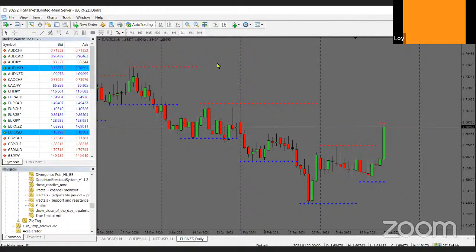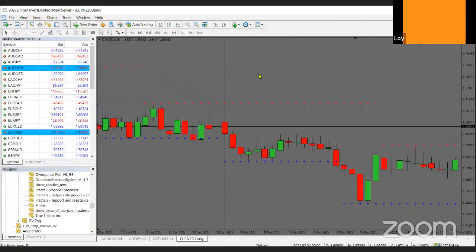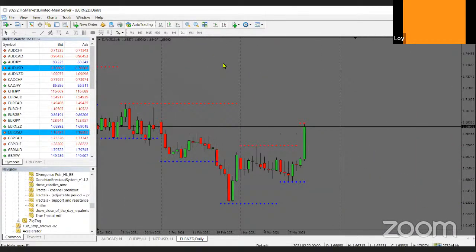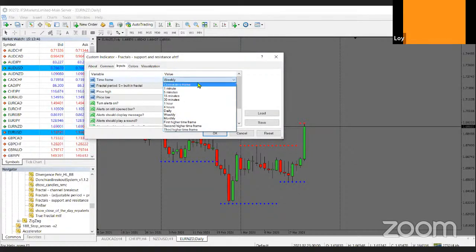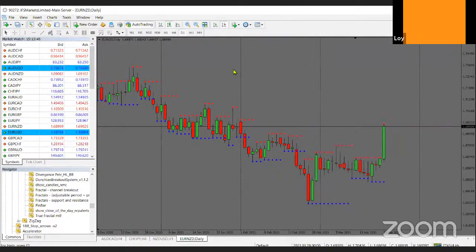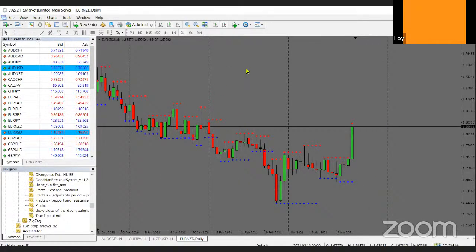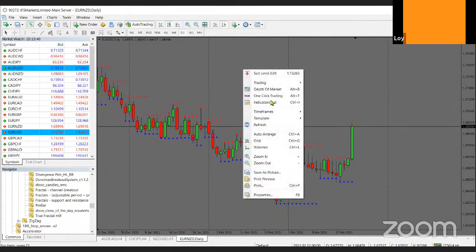Now, I'll just introduce you to 3 ways, to me personally, how I actually use horizontal levels. Okay, now the first one, which is actually the easiest to me. Let me go back to daily. I'll use H4 to present. The first way to use fractal is simply just to trade the retest.